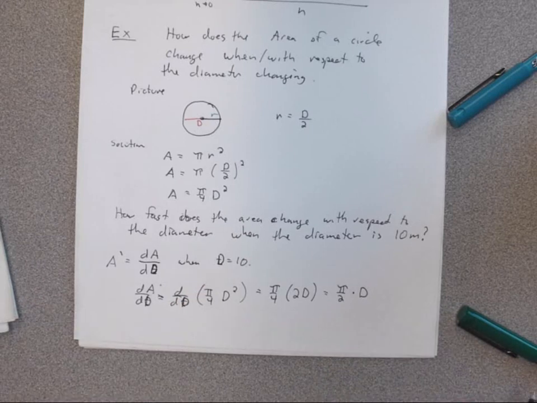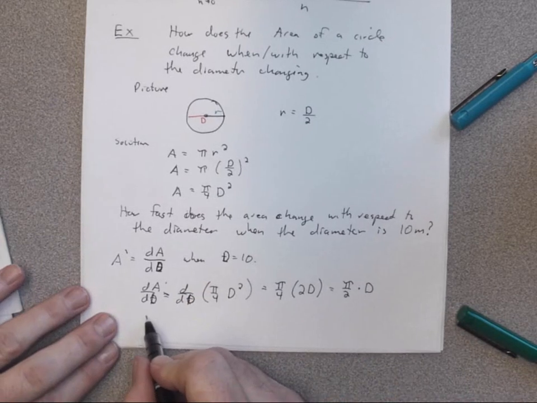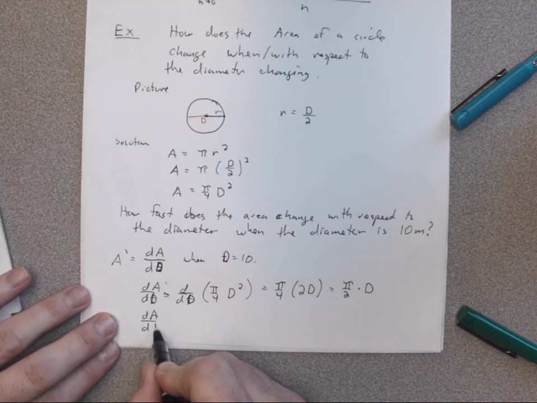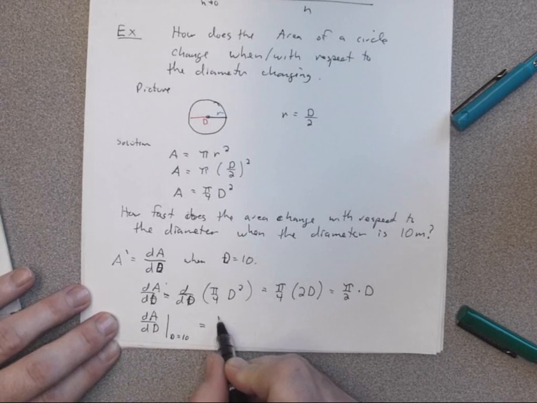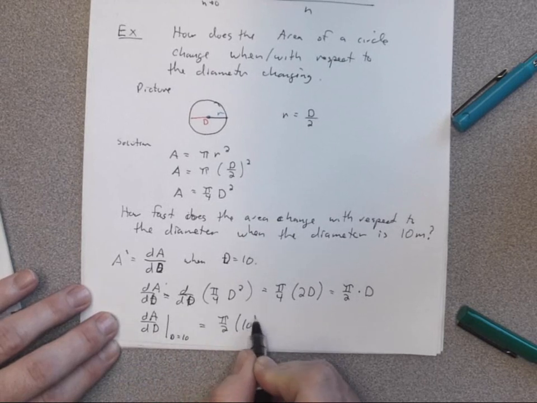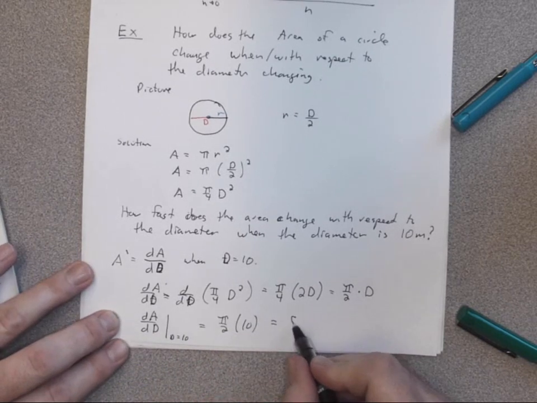Times d. So that's the derivative of that thing. Now when d is equal to 10, so dA/dd evaluated at d equals 10 is going to be equal to pi over 2 times 10. So this is going to be equal to 5 pi.